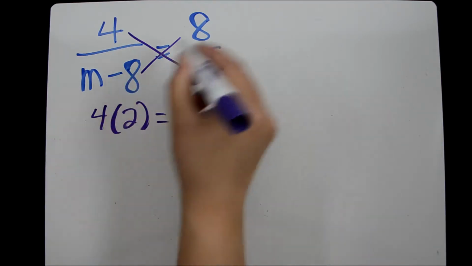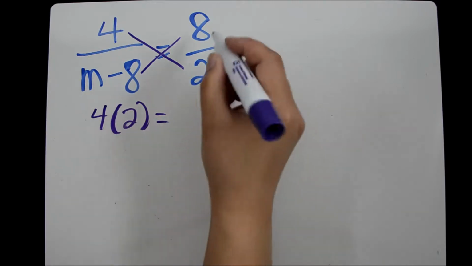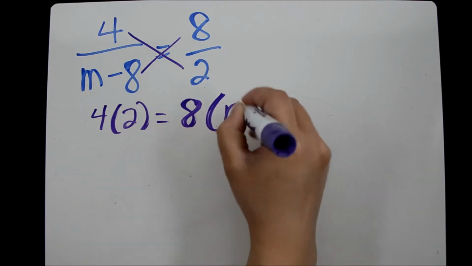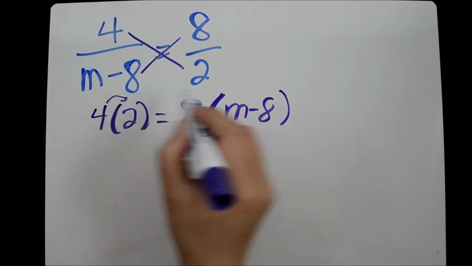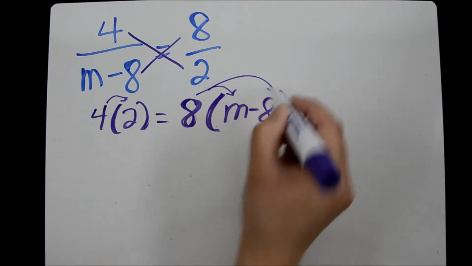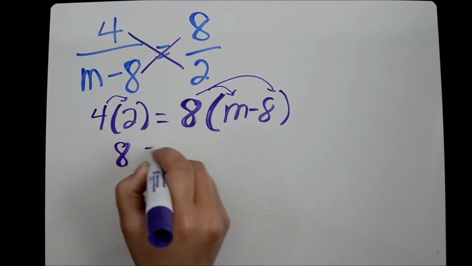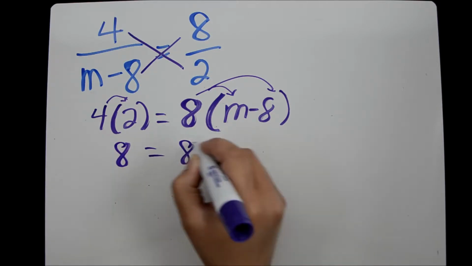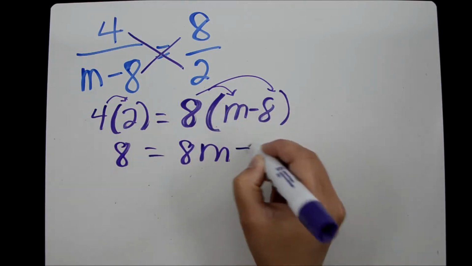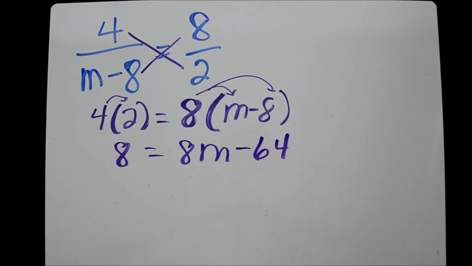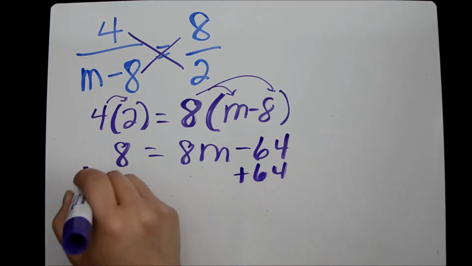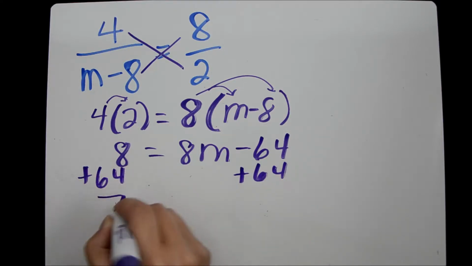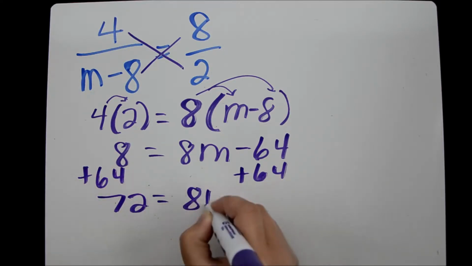Here we're going to write the 8 first when we're multiplying m minus 8 times 8, and that way it makes a little bit more sense when we're distributing. So here 4 times 2, we're going to distribute and get 8. And then over here when we distribute we get 8m minus 64. And then we have a two-step equation. So we're first going to add 64 to both sides of our equation. That gives us 72 equals 8m.